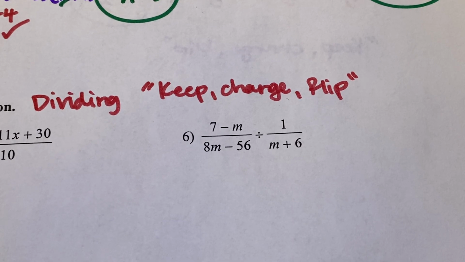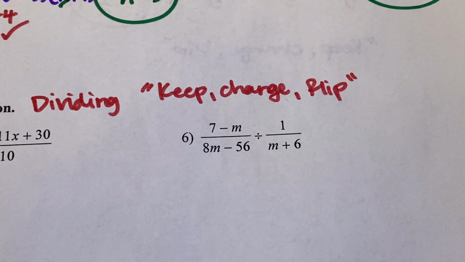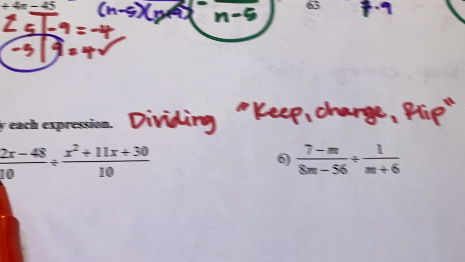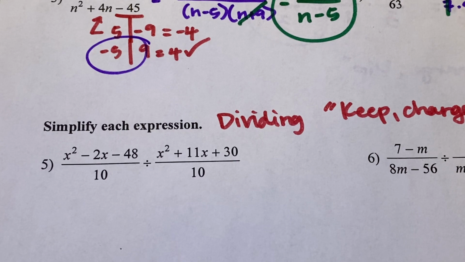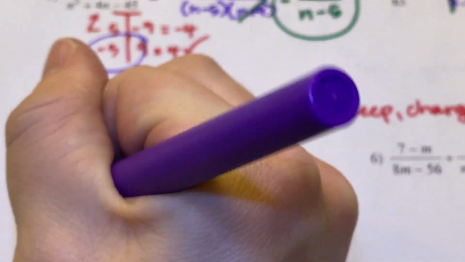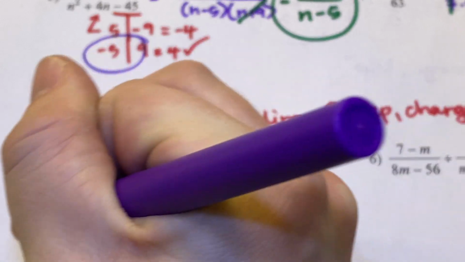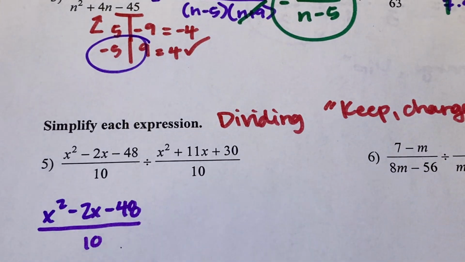Here's the thing. I like getting rid of the division symbol as the very first step. So, keep. We're keeping our first rational, so go ahead and copy that whole thing: x squared minus 2x minus 48 over 10. Keep.